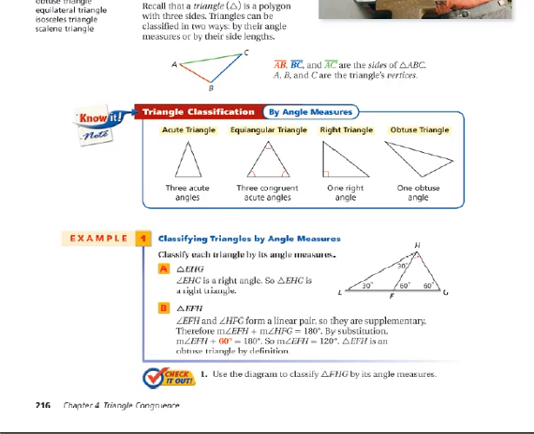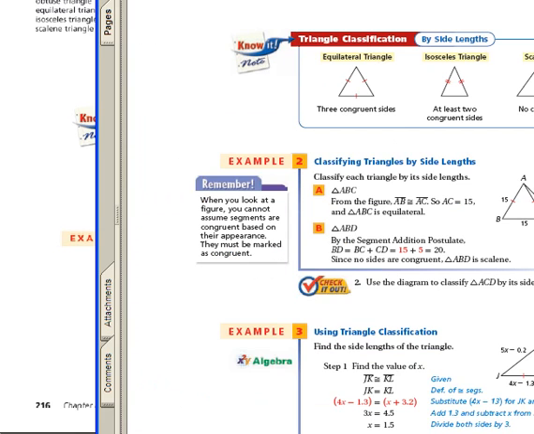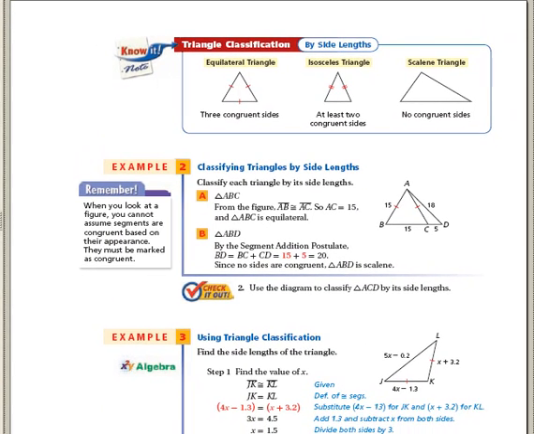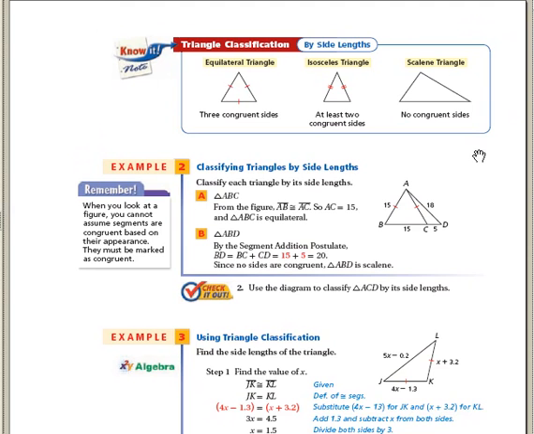If I go to the next page, line this up here. We have another way to classify triangles, and that is by the length of the sides. And so we have what's called an equilateral triangle, where all three sides are the same length. We have an isosceles triangle where two of the three sides are congruent, or the same length. And then we have what's called a scalene triangle, and this is where no three sides are the same.